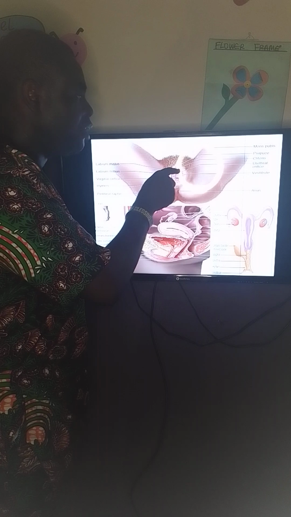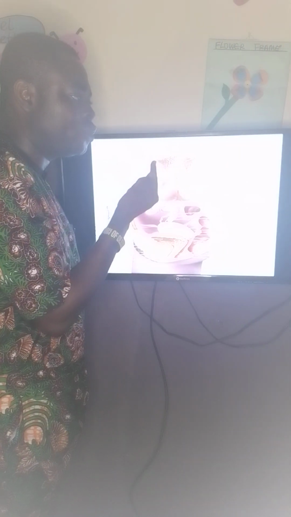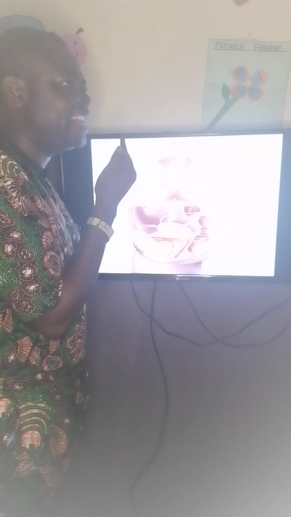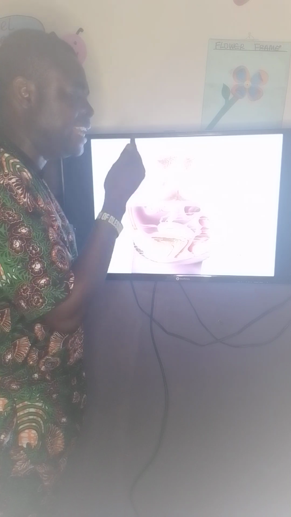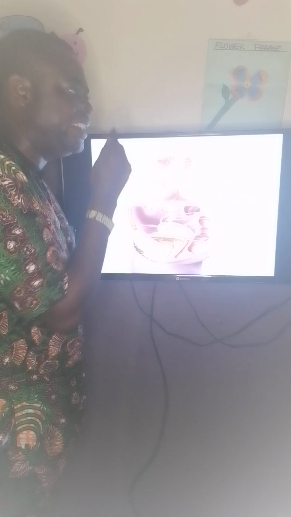Then we have something called the clitoris, like the penis in the male. It's a small penis-like structure. The only difference is that it doesn't have a urethra, but it has erectile muscles that receive fast-flowing blood that makes it become erect, turgid, when the female is sexually stimulated. This is the internal environment.